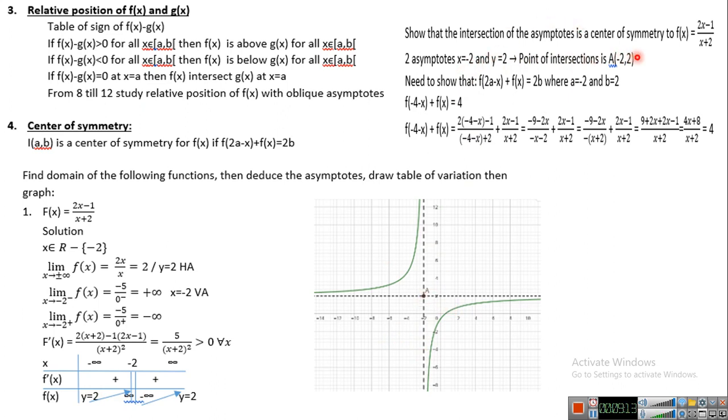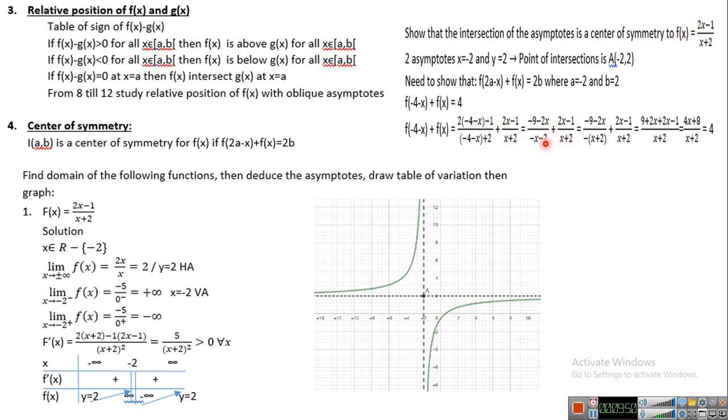To prove that this is a center of symmetry, you need to show the formula f of 2a minus x plus f of x equals 2b, where a is minus 2 and b is 2. So you just replace a with minus 2. You need to show that f of minus 4 minus x plus f of x equals 4. So we start. F of minus 4 minus x: in f of x, you replace x by the new one, minus 4 minus x. So you're going to get 2 into (minus 4 minus x), minus 1, over (minus 4 minus x) plus 2, plus f of x as it is.